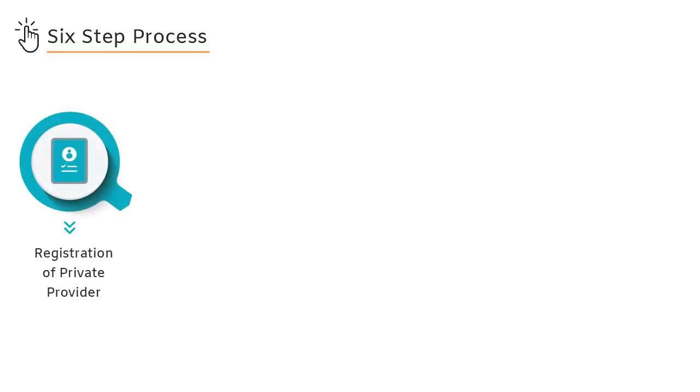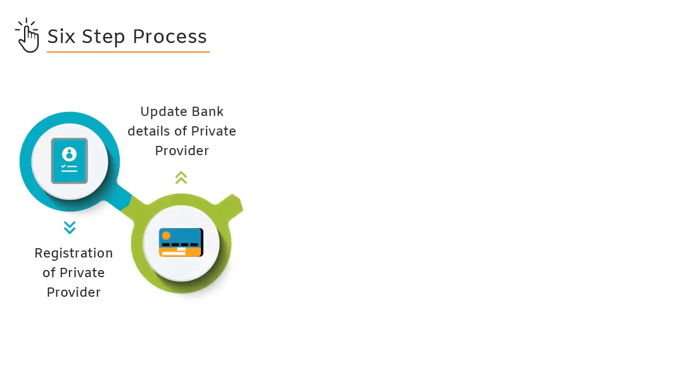There are 6 steps to be followed for processing payments in NICSHE under this scheme. The first step is registration of private provider. For being able to notify TB patients, the private providers must be registered in NICSHE. The second step is update bank details of private provider on NICSHE portal.